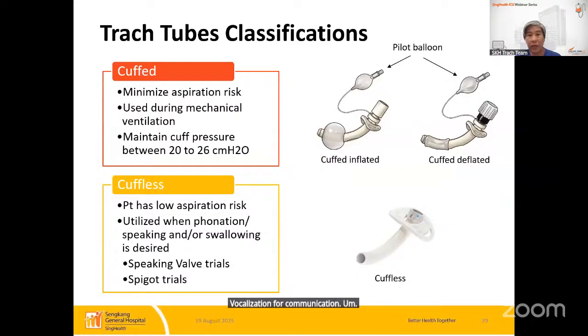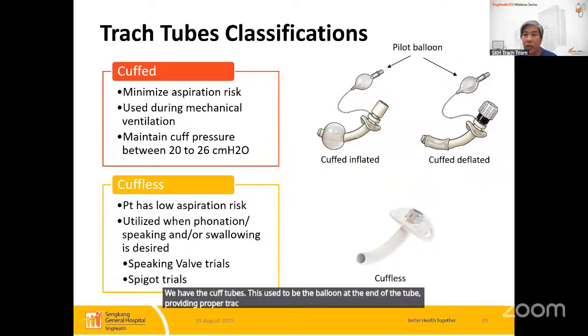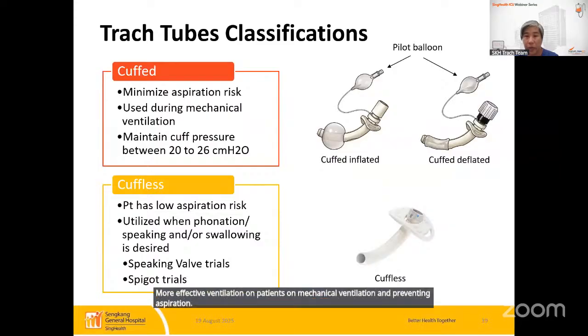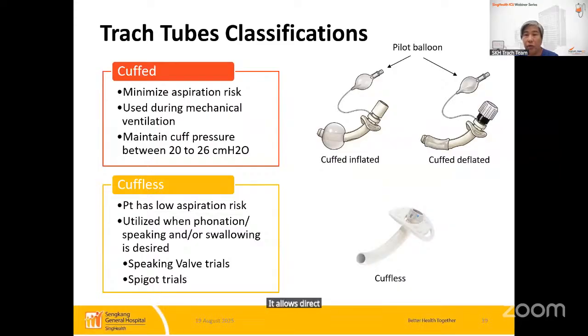Trach tube classifications. We have the cuff tubes. This is with a balloon at the end of the tube, providing proper tracheal seal, hence allowing more effective ventilation on patients on mechanical ventilation and preventing aspiration. It allows direct flow through the tracheostomy tube to the lungs and prevents air leaks.